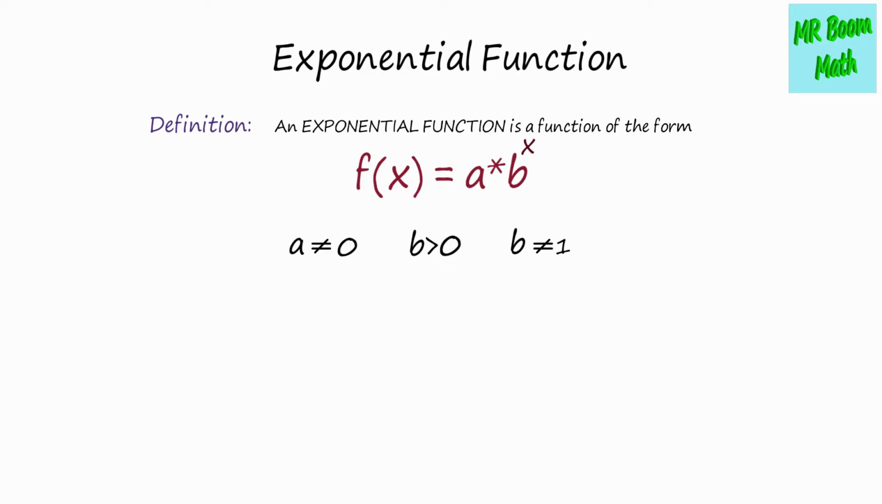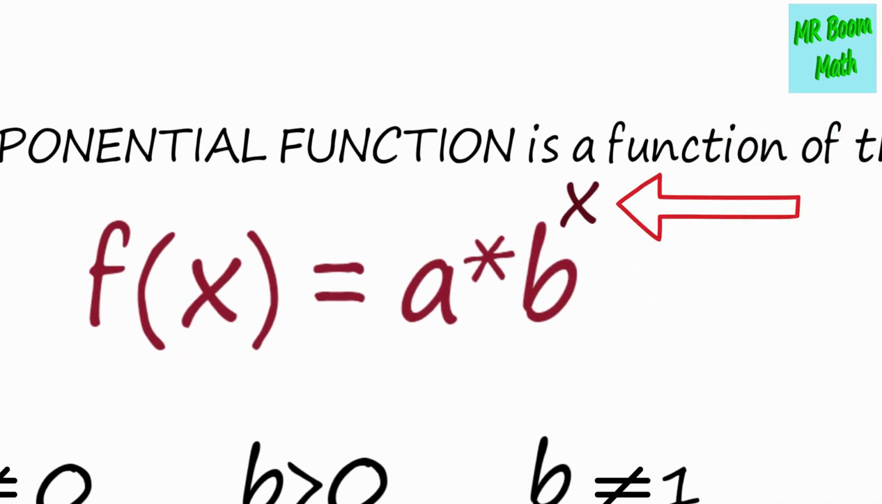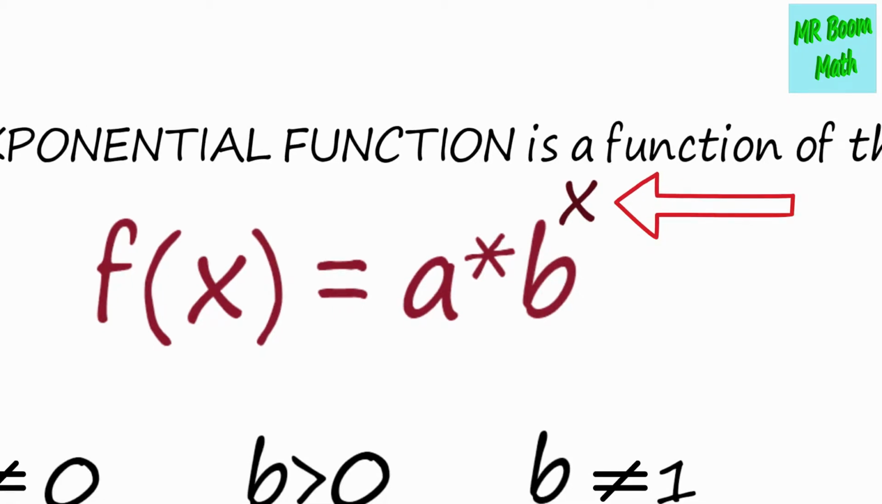an exponential function. The value of a is called the initial value or starting value, which is the function value when the input x is equal to 0. The base b is called the growth factor or decay factor. Notice the variable x is in the exponent of b, so this is an exponential function. Since the x is in the exponent, we call it an exponential function.